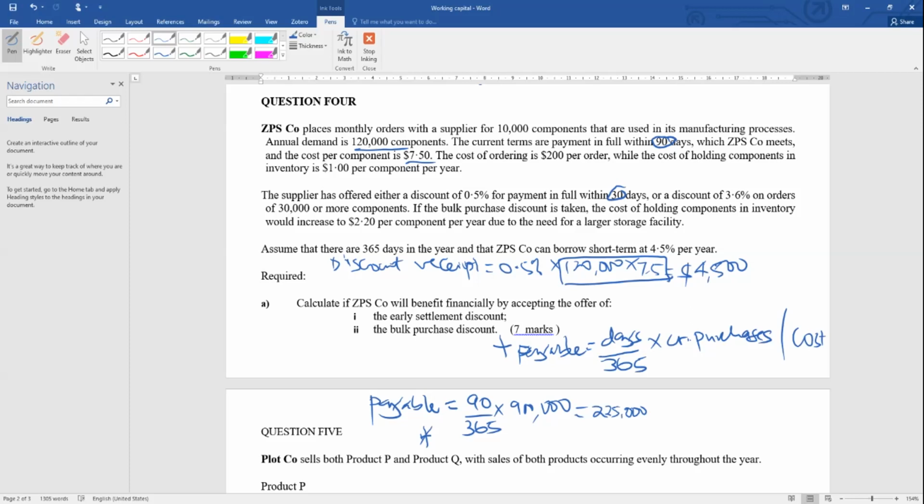Now let's accept the discount. You pay in day 30, okay? If we take day 30, which is 30 out of 365, we multiply, and the purchases you make from them don't change, okay? It remains at 900,000. Therefore, how much do you owe them?